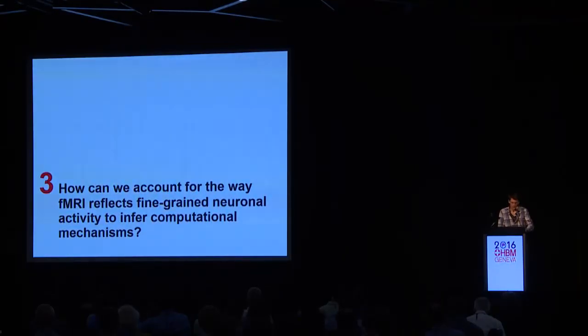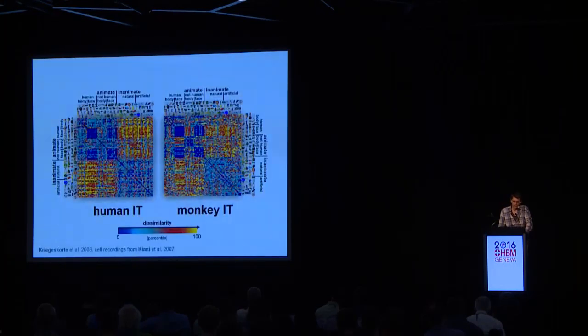So this gets me to the third question: how can we account for the way fMRI reflects fine-grained neuronal activity to infer computational mechanisms? So we had these two matrices, but one of them was measured with these coarse fMRI voxels, the other with cell recording. So we might ask, well, shouldn't the appearance of this matrix be influenced by the way it's been measured, right? Why do these look so similar?